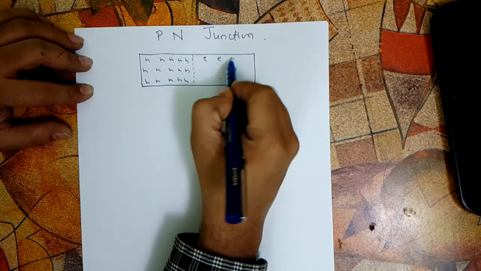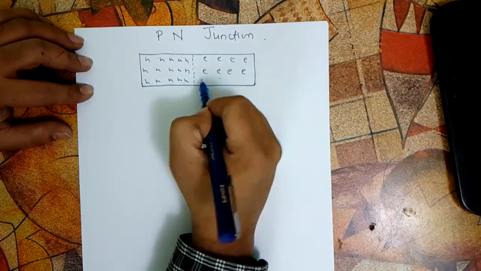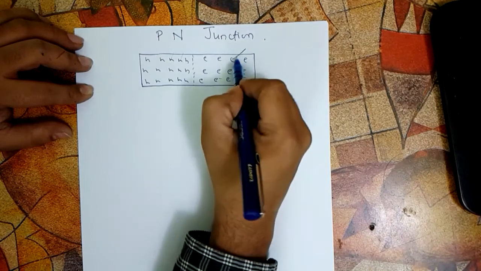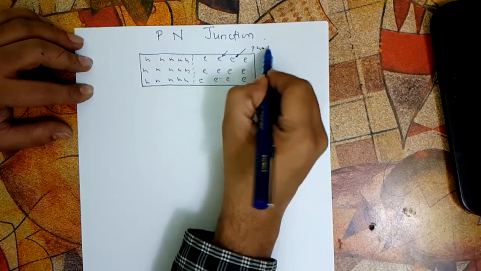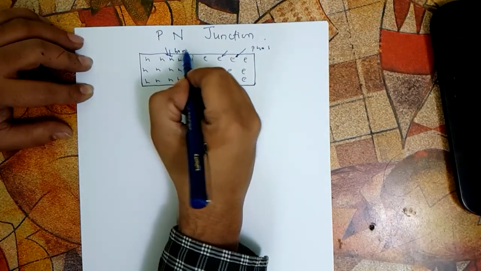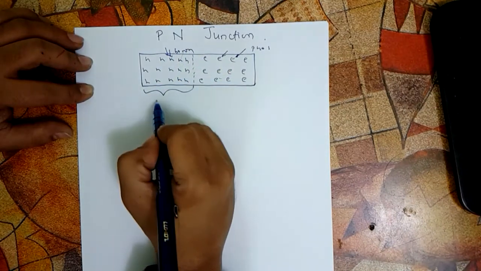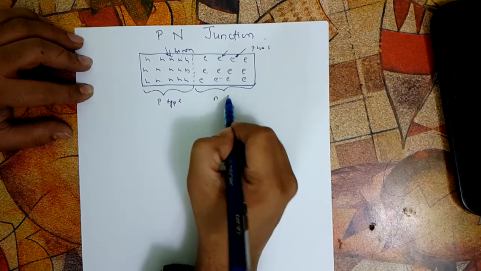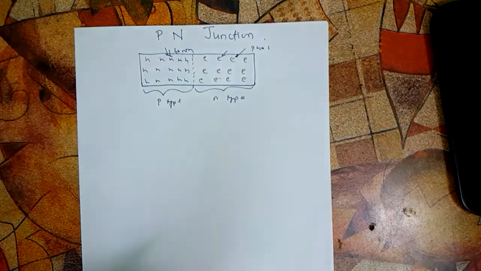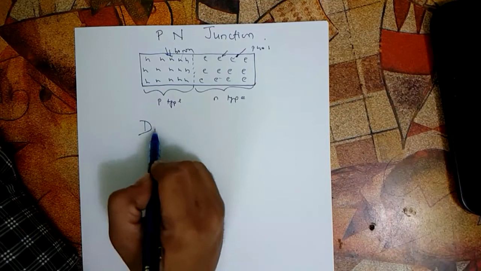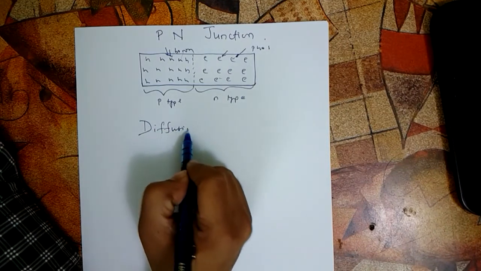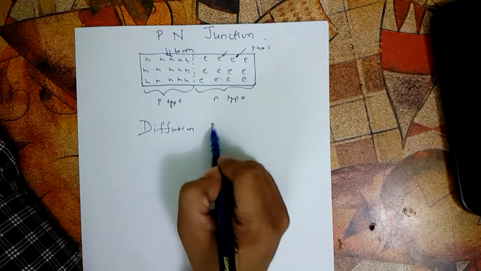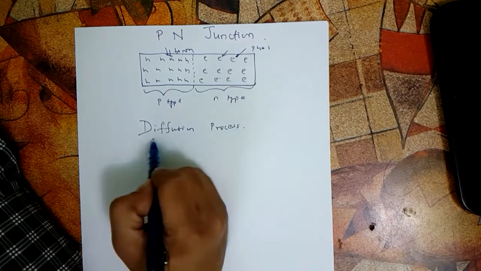And then here there are lots and lots of electrons. Why? Because we have doped them with phosphorus. So phosphorus here, and here this is boron. So this region becomes the p-type, and this region is called the n-type. Now what starts is something called a diffusion process. Let's understand the diffusion process in a bit of detail.